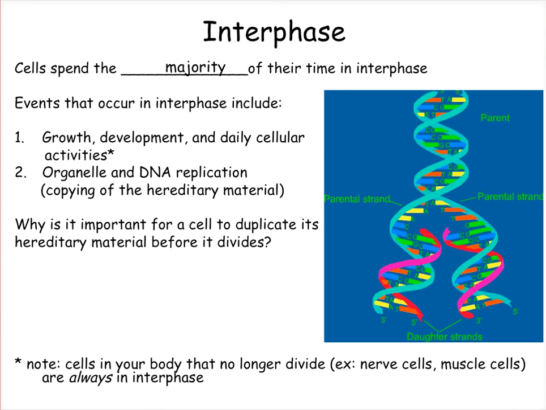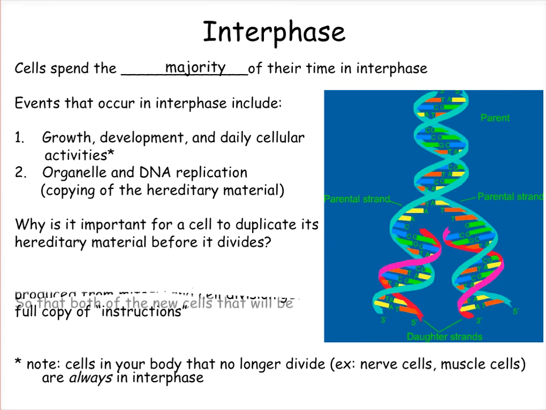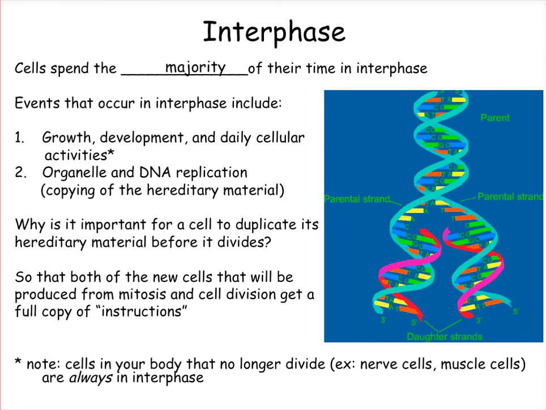The reason that it is important is that both of the new cells that will be produced from mitosis and cell division will need to get their own full copy of instructions, or else they would not be able to function normally. So, in order to be prepared to give both new cells what they need, we need to copy all of our DNA and our organelles before we start trying to divide up the cell.